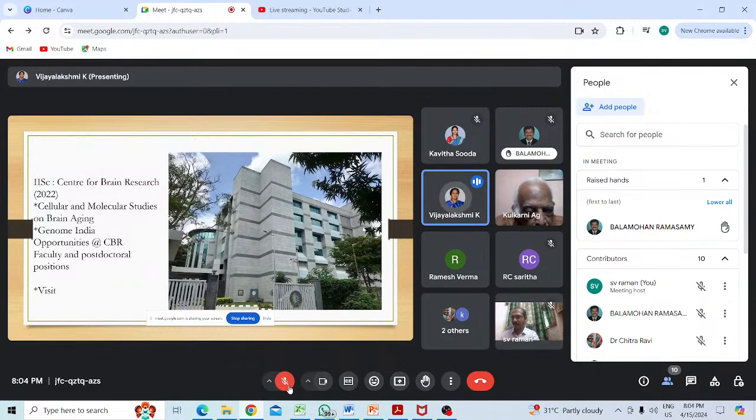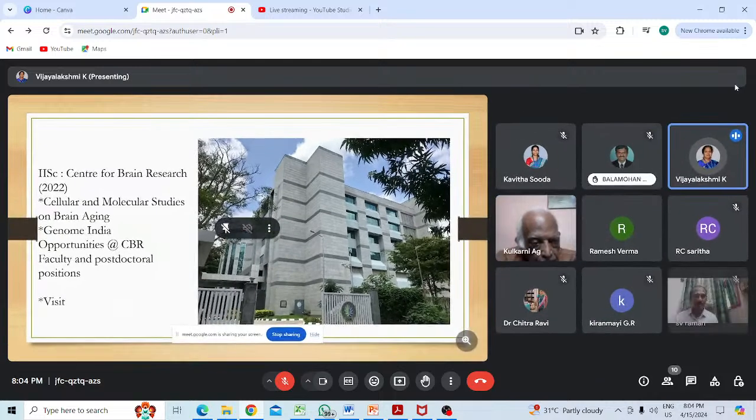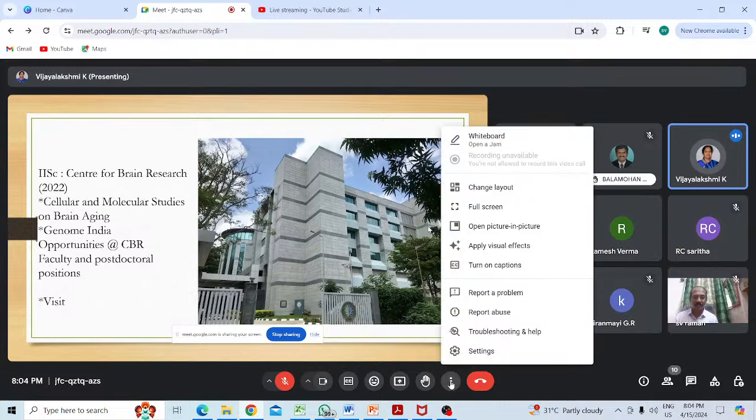And apart from this, there is also a Center for Brain Research in IISc, doing cellular and molecular studies on brain aging. That is their main work, and also Genome India, and many studies have been conducted there. Opportunities for faculty and postdoctoral positions are available at this CBR.